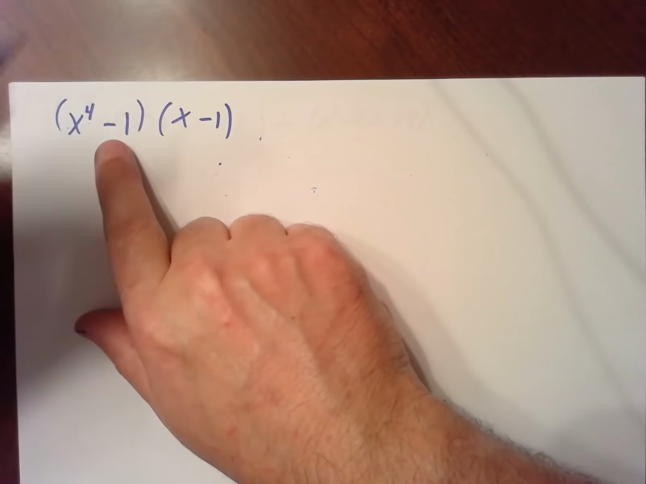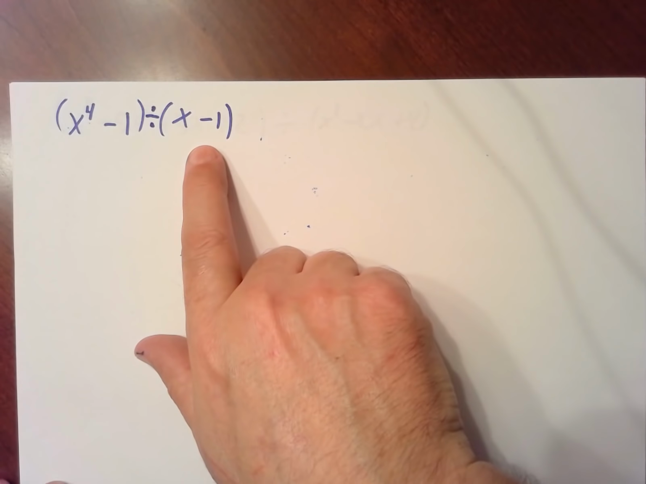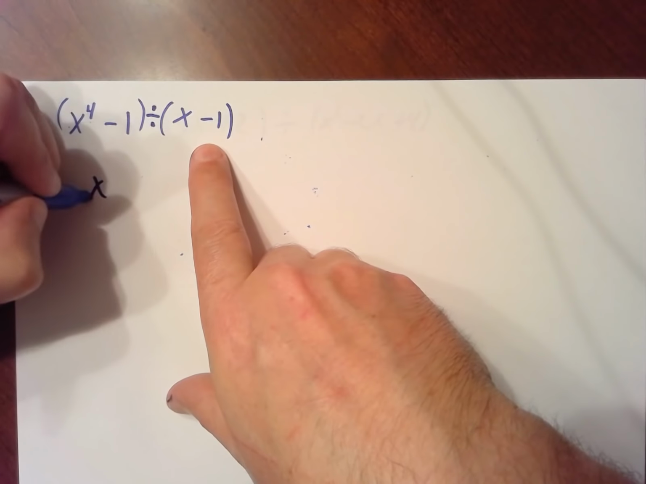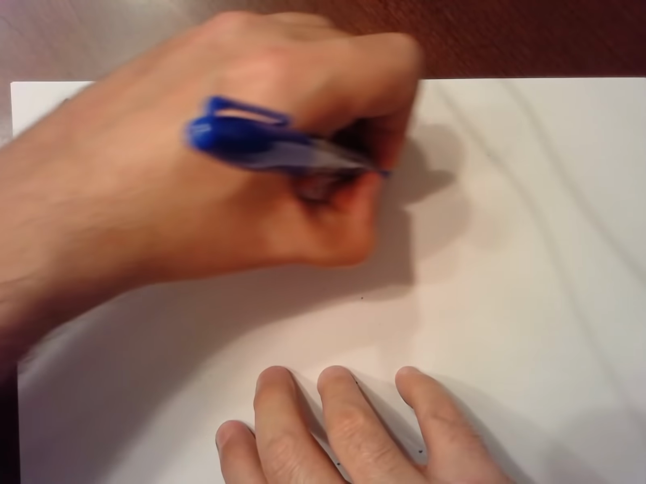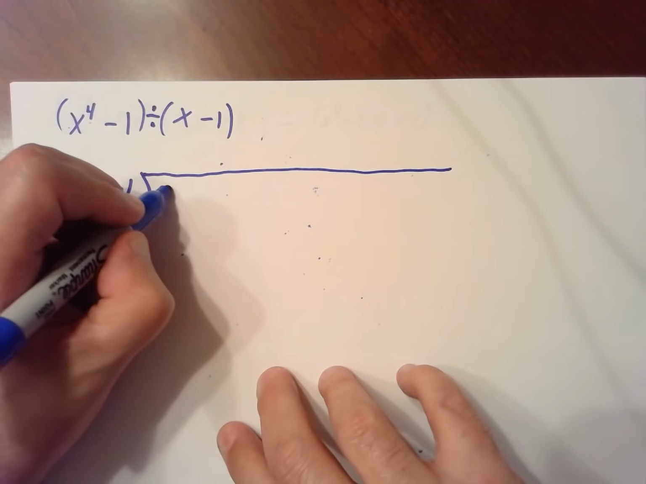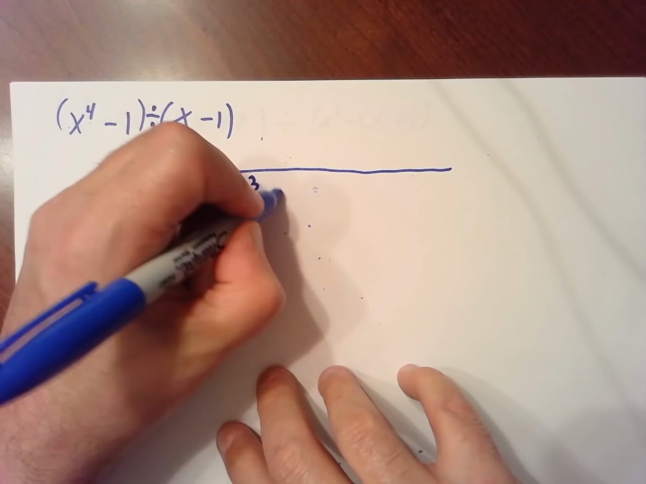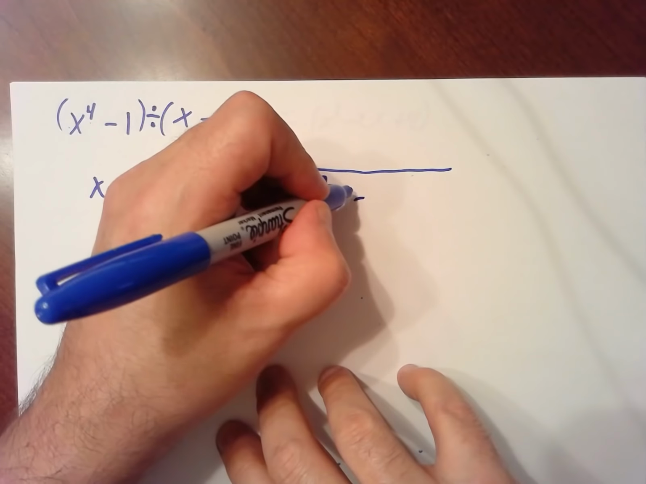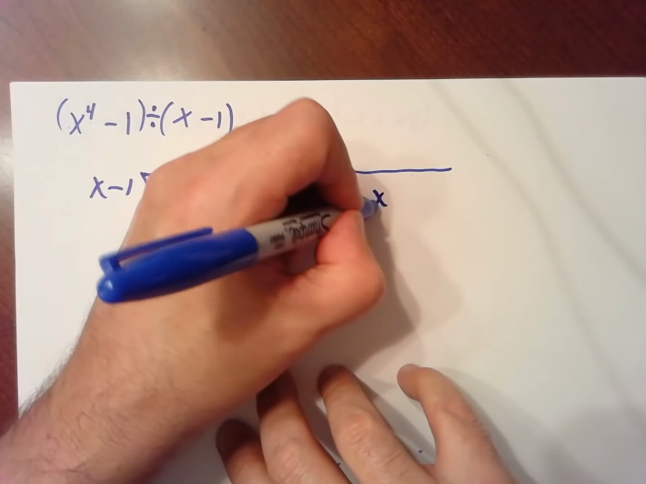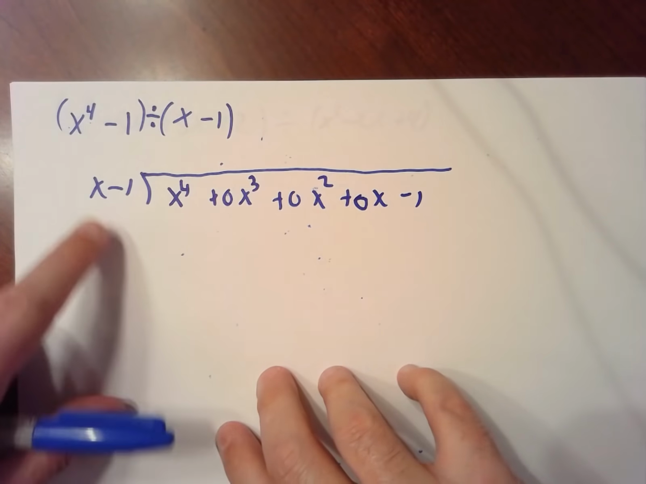X to the 4th minus 1 divided by x minus 1. Okay, so outside we'll have x minus 1. Inside, I have to fill in all these missing powers of x. So I have x to the 4th, 0 x cubes, 0 x squareds, 0 x's, and minus 1. Okay, just look in front.